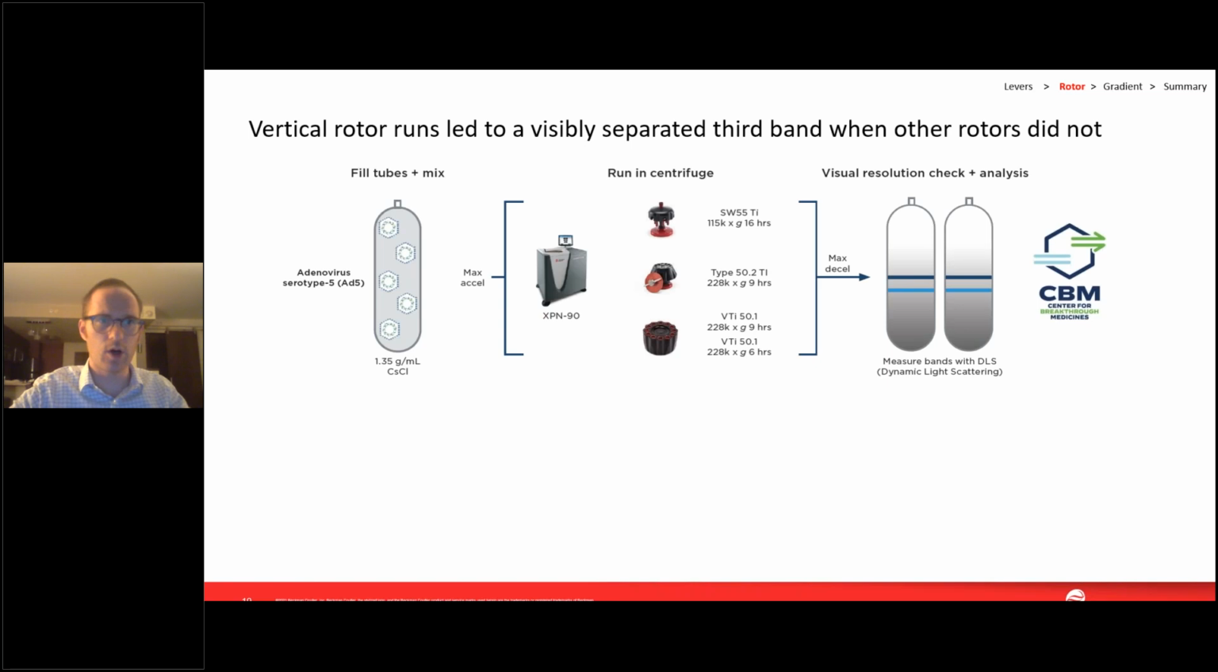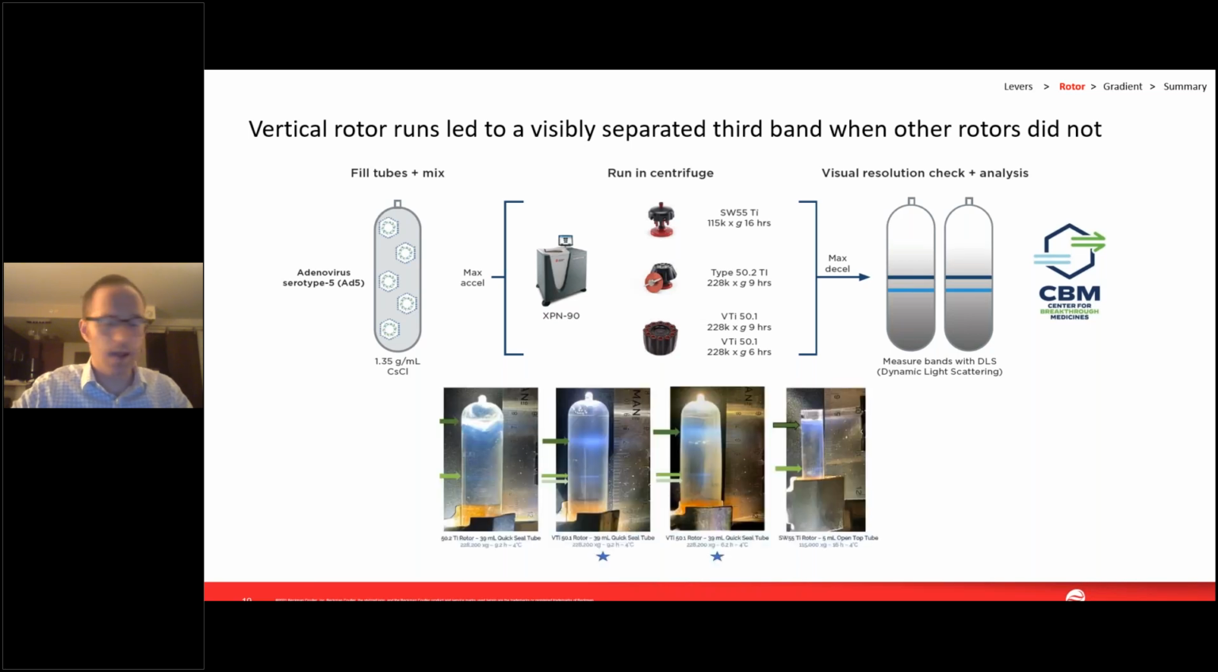They're a CDMO in America, and we worked with them on separating adenovirus, and we ran these in different rotors, all trying to reach equilibrium. As you can see, these are relatively long run times. And this is the end product. Down there on the bottom left is using the existing protocol that they had with the 50.2, where we were able to see one band.